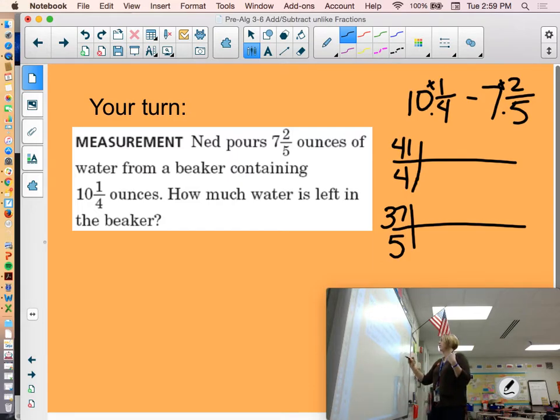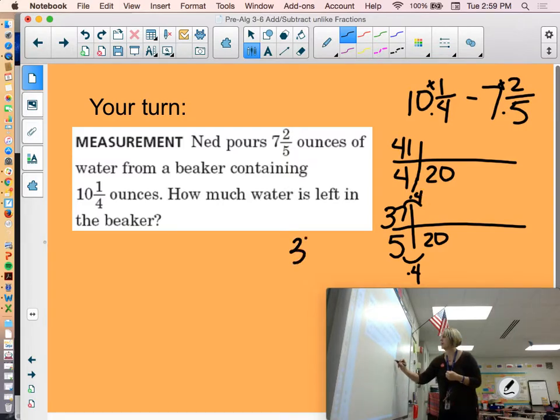All right, so now we need 4 and 5 to go into the same number. I'm thinking 20 because I'm thinking in my head 4, 8, 12, 16. I'm going to go all the way to 20, and then 5 can go into 20 as well, 4 times. Okay, so if I multiply the bottom by 4, I have to multiply the top by 4. 37 times 4 I can't do in my head, so I'm going to do that over here. 28, 12 plus 2 is 14, so 148.